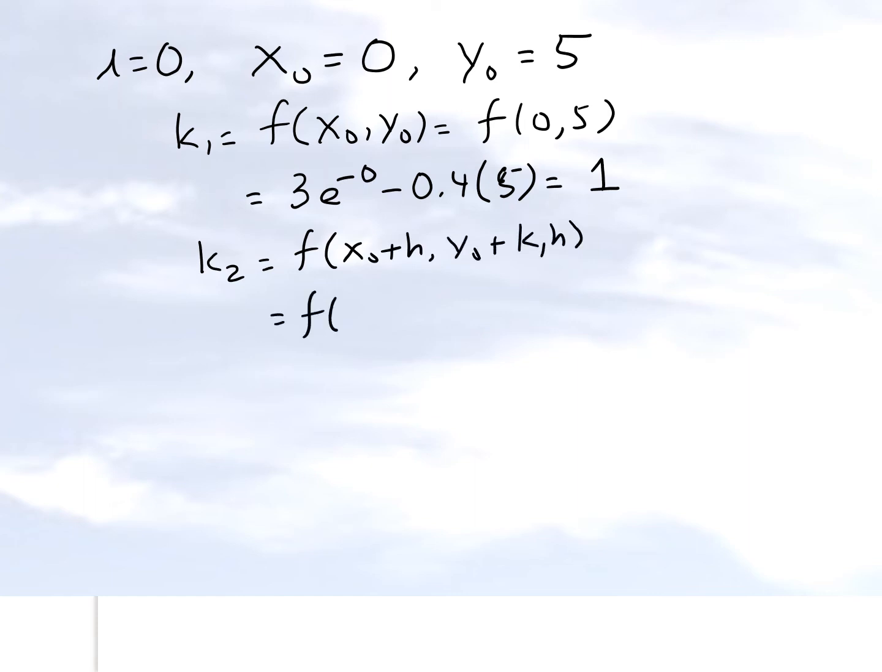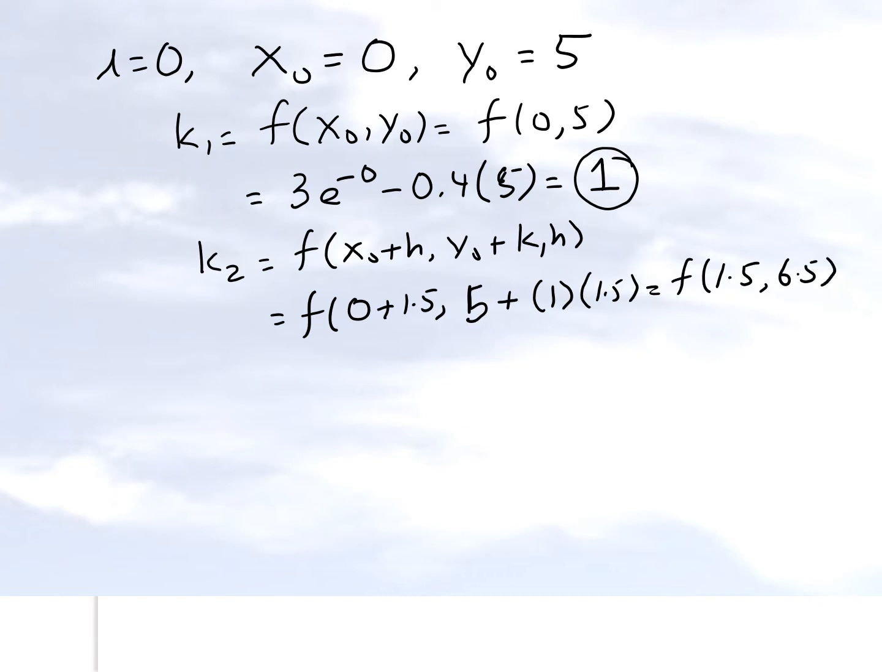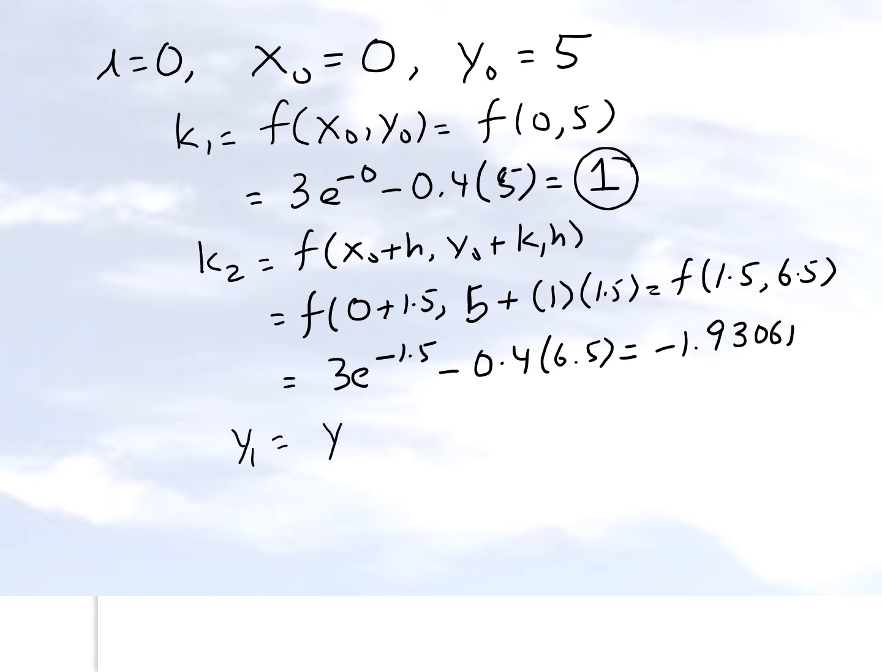So if I now substitute the corresponding values, x naught is 0, h is 1.5, y naught is 5, k1 we just found out to be 1, h is 1.5, so that means that the function f has to be calculated at the value of x equal to 1.5 and y at 6.5. So that means that is 3e to the power minus 1.5, because that's the value of x, minus 0.4 times y, which is 6.5, and this value here turns out to be minus 1.93061.